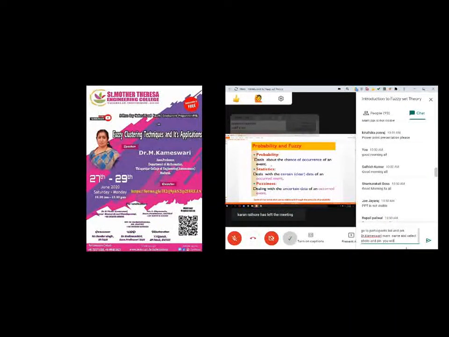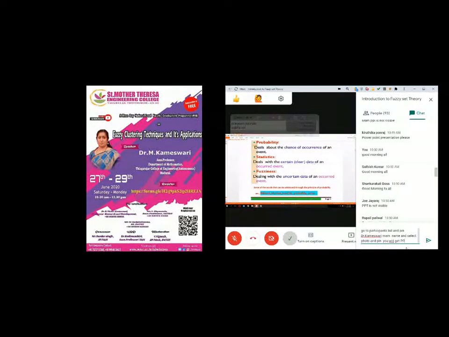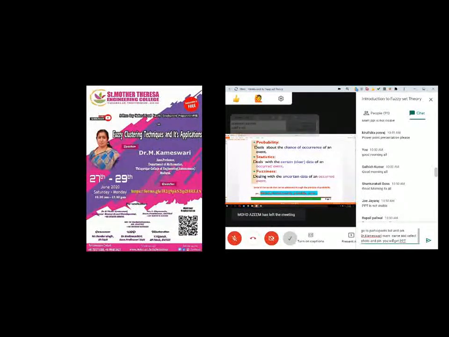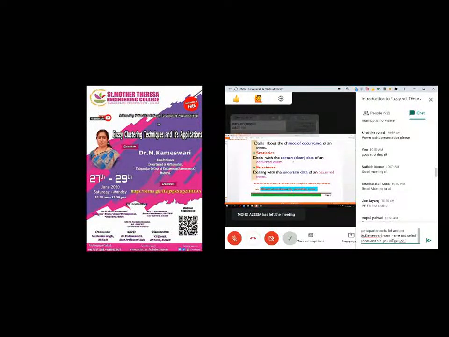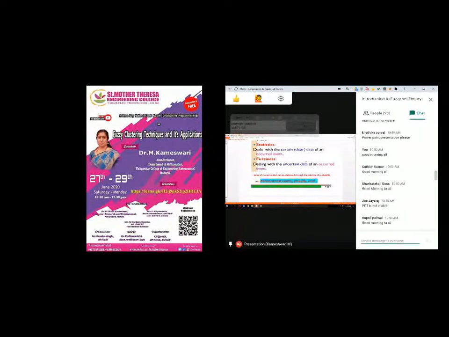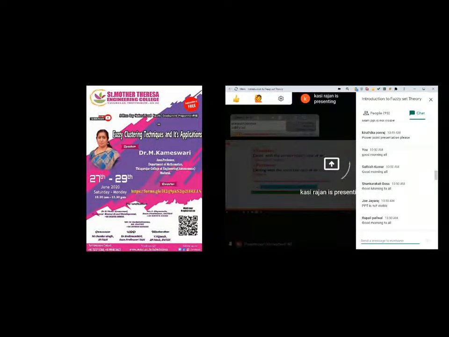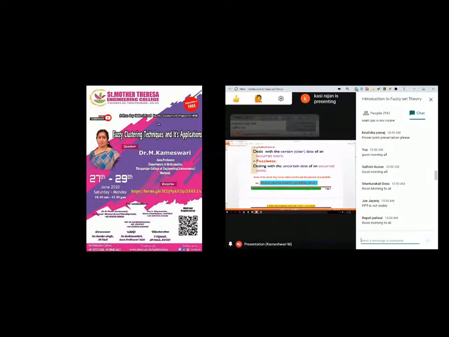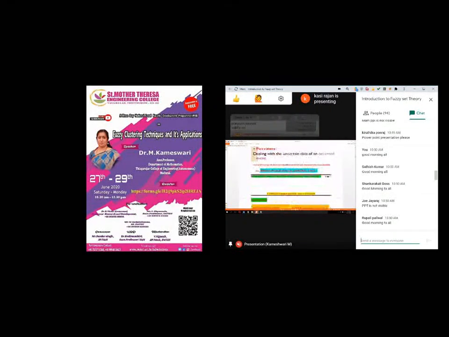Statistics deals with certain data of an occurred event. The event has already occurred and we are going to do some statistical analysis on it. What about fuzziness? It deals with the uncertain data of an occurred event. Statistics deals with certain data, and fuzziness deals with uncertain data. Some of the words that can be addressed through the principle of probability are, since we are teachers, at least, at most, exactly, probably, once.